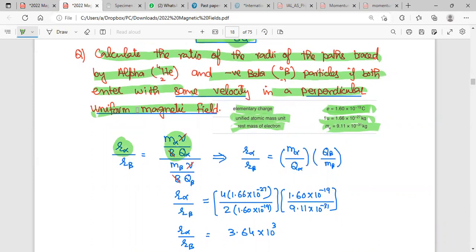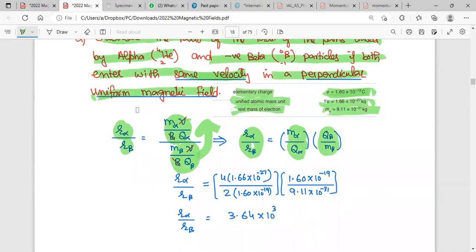So this is for alpha, mass of alpha into speed of alpha over BQ, and then r beta is mv over BQ. So B and B are cancelled away because they are the same. V and v are cancelled away because they have the same speed. So the ratio becomes equal to m alpha over q alpha, and then q beta over m beta, because you took these two upwards and then you reciprocate them. Now you have all the values. So mass of alpha, 4 into the mass of a nucleon, divided by the charge on alpha.